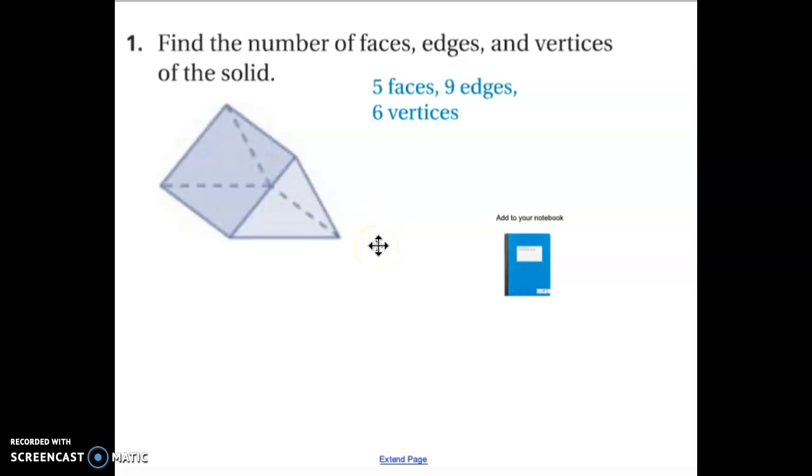So real quickly, this one has 5 faces. It has a triangular face, it has a matching triangular face, and then it has 1, 2, 3 more. So 3 plus 2 is 5. It has 9 edges, 1, 2, 3, 4, 5, 6, 7, 8, 9, and then it has 6 vertices: 1, 2, 3, 4, 5, 6. Bad counting there. 3 vertices on each base, or face, excuse me. All right, let's move on.